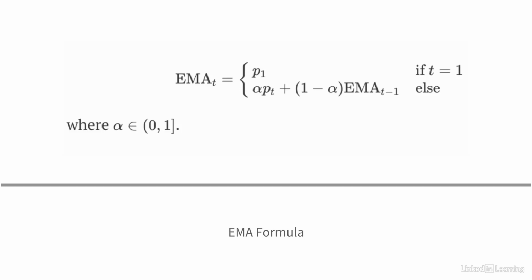And here's the formula for exponential moving average. The P here represents the model parameters. So P1 is the parameter at time step 1. PT is the parameter at some time step t in the future.